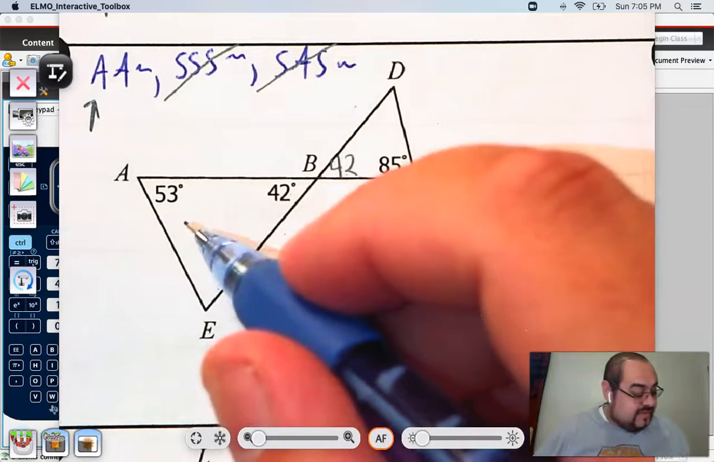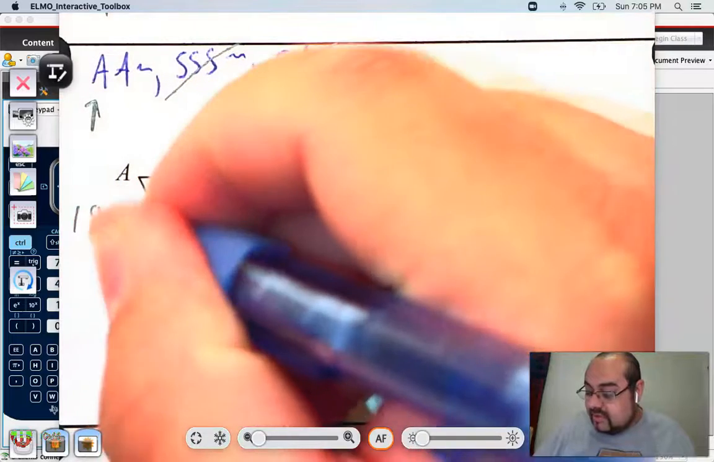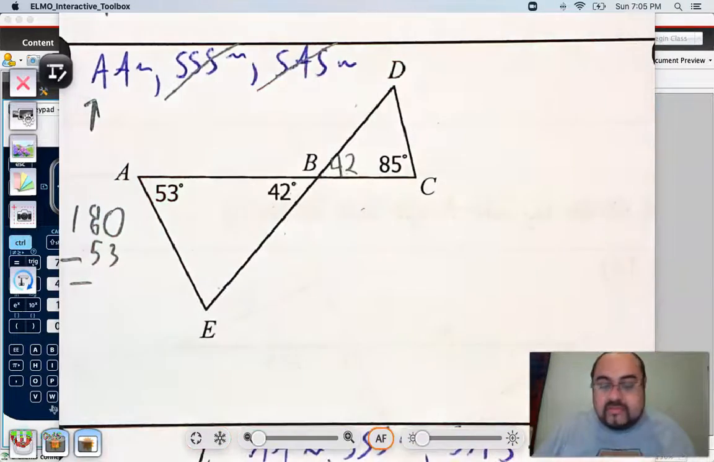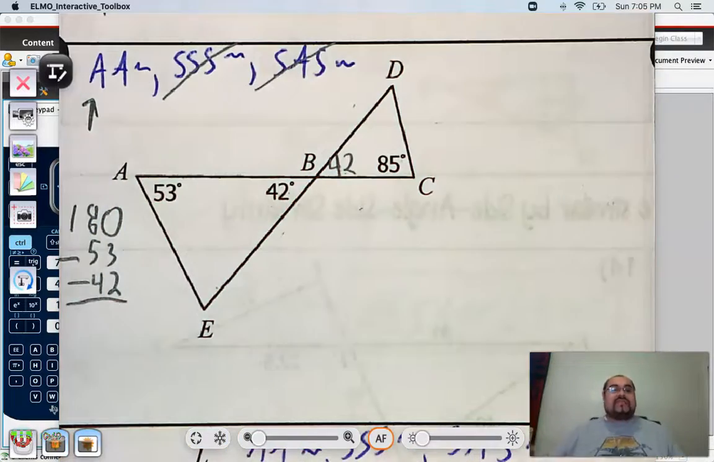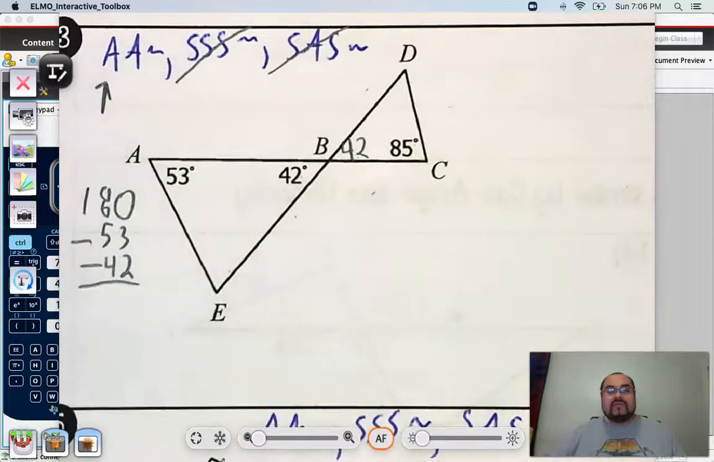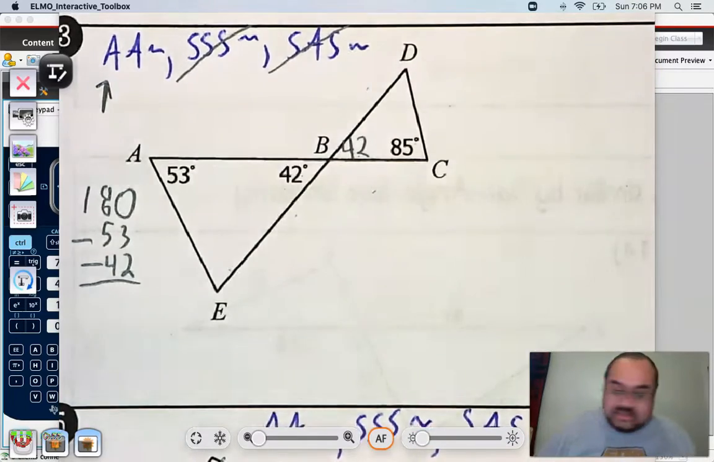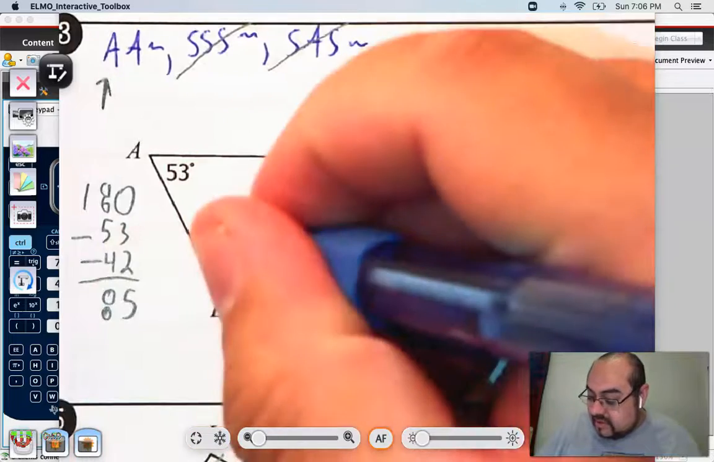If we have 53 and 42, we can subtract that from 180. Minus 53 minus 42. Okay, I'm going to go ahead and go through this fast. Use your calculator or use your head, however you want to solve this problem. You're going to see that that's going to come out to 85. Okay, so this is 85 right here.